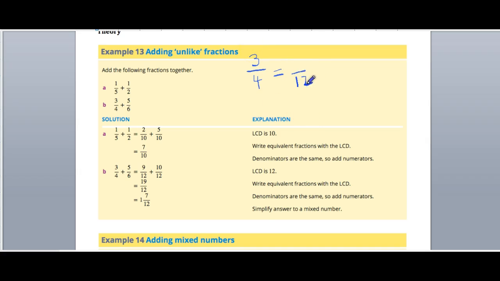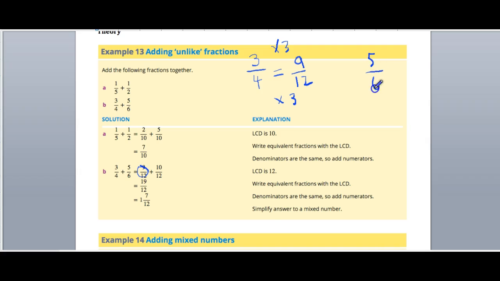It's 12. Okay, so what do we do to that 4 to get to 12? We multiply it by 3. So whatever we do to the bottom, we do to the top. So 3/4 is 9/12. So you can see that here. Though my circling was not very good, was it? Oops, that's our answer. Let's just go back.